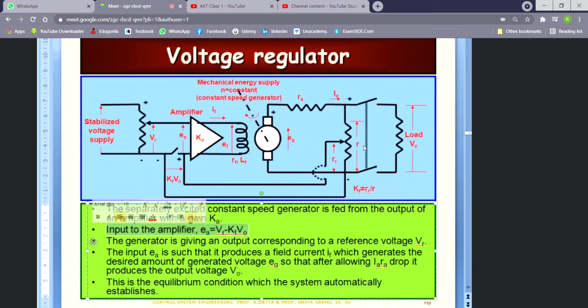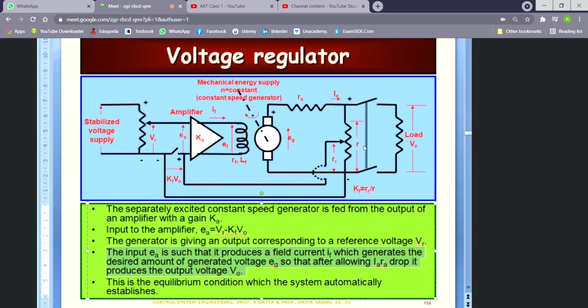Now we will try to see, first of all, what is called the equilibrium condition for this system. And then if there is some deviation from the equilibrium condition, how the system takes corrective action such that it comes back to the equilibrium condition, right? So basically, that is what we are going to see.